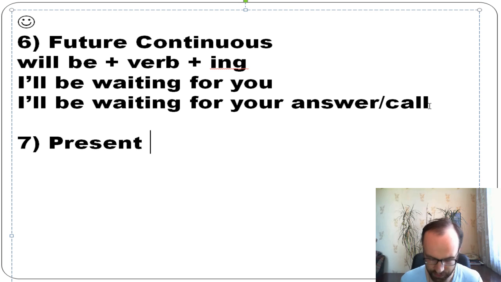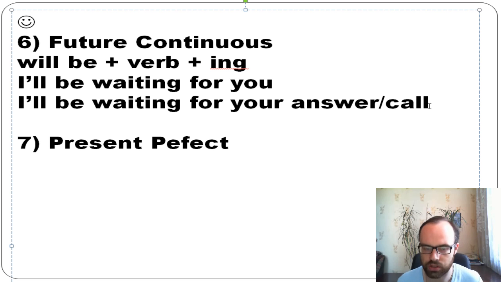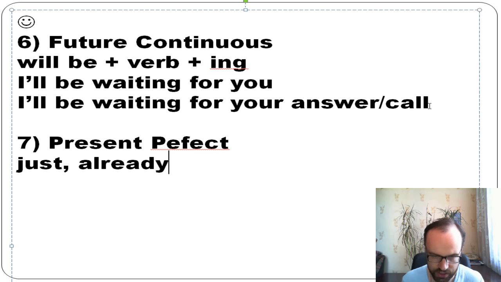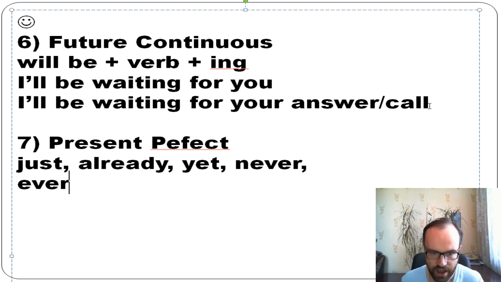So present perfect. You know that we talked about this tense in different videos, and I think that you remember that it's very important to know different time markers, such as just, already. So what else? Yet, never, ever. Yeah, and if you have these time markers, so the most important thing is that this tense has a connection. So we use this tense when there is a connection with the present. It's very important.